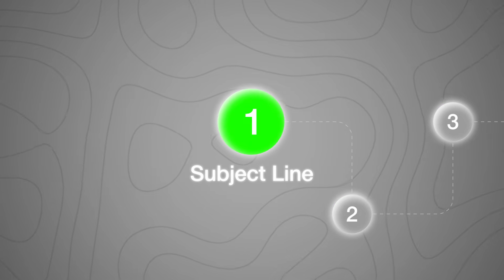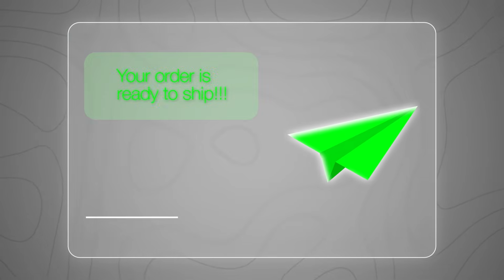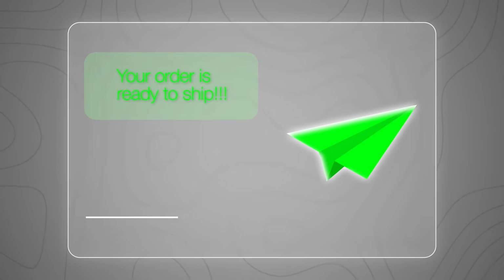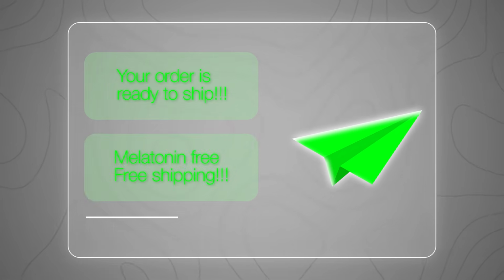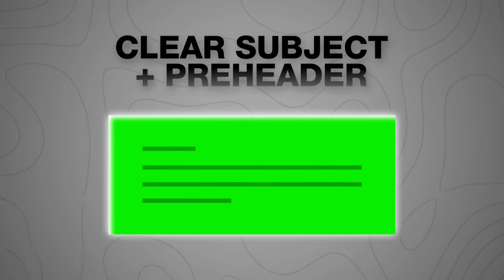Number one, let's start with the subject line and the pre-header. The subject line needs to be summarized and explain exactly what the email is actually about. And the pre-header needs to make sure that it is giving context. So let's say that you're sending out an email about sleep products. You need to say your order is ready to ship. And then the follow-up is going to say melatonin-free, free shipping. So all of this extra information that you would usually put and build out an entire email over, you need to figure out how to summarize the core points of the email within the subject line and the pre-header.